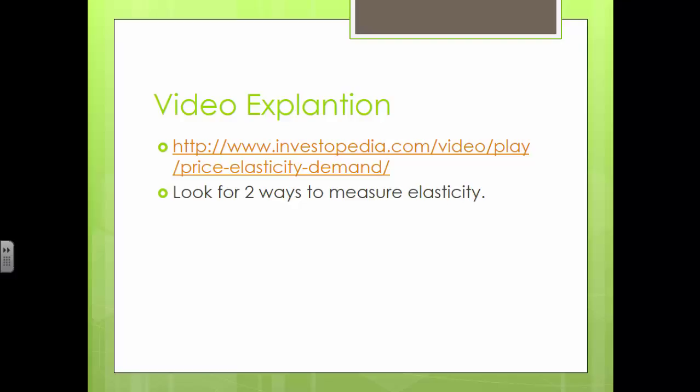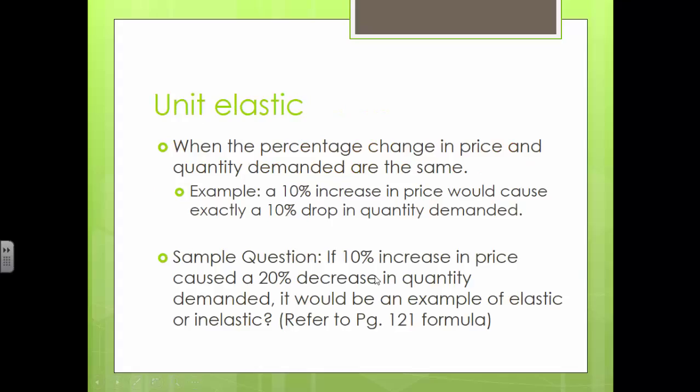Okay. Now there's another method that I'm about to introduce to you. I'm going to start it off by showing you unit elastic. Unit elastic is a thing in between elastic and inelastic. And so what is it? It's when the percentage change in price and quantity demanded are the same. So for example, a 10% increase in price would cause exactly a 10% drop in quantity demanded. Now naturally, an increase in price would cause quantity demanded to go down. But if it's exactly the same proportion, 10%, 10%, well, that's going to be unit elastic.